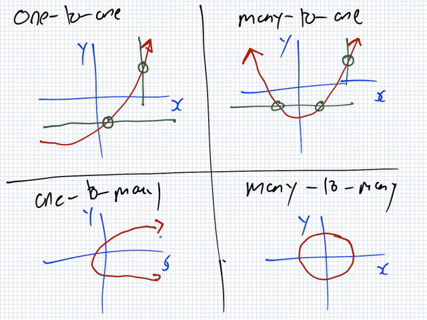If it's one-to-many, when you draw a horizontal line on the graph, it should meet once, and when you draw a vertical line, it should meet many times. And many-to-many is when you draw a horizontal, you get many values, and a vertical, you get many values.